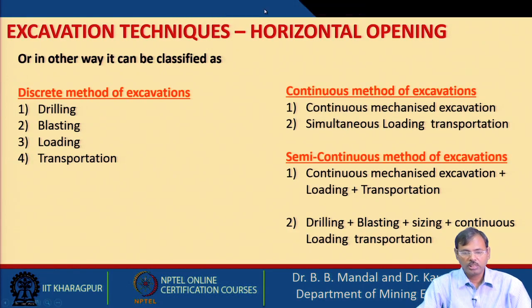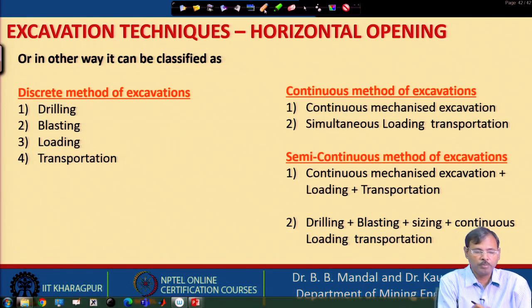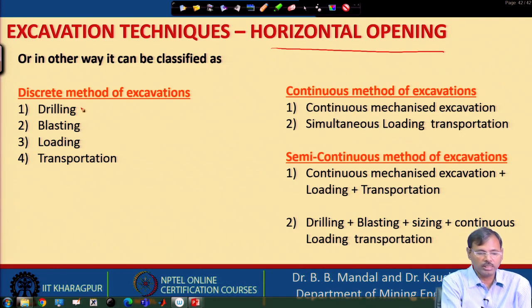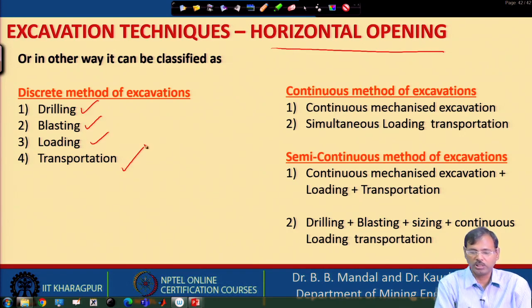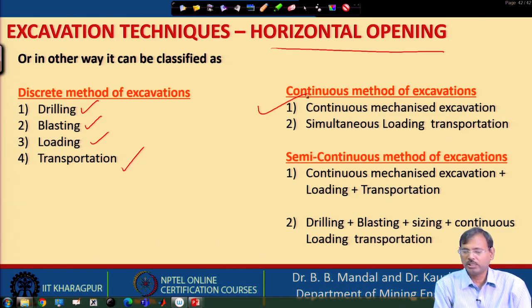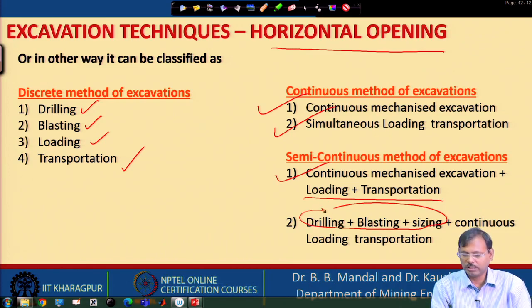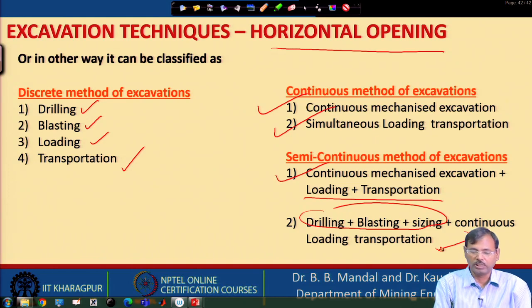So, if we are looking at that perspective, we can consider if it is a discrete method of excavation for horizontal opening, then it is a drilling, blasting, loading, transportation. If it is a continuous method, then it is a continuous mechanized excavation and simultaneous loading transportation system, and if it is a semi continuous, then continuous excavation with discrete loading transportation, or drilling, blasting, sizing, etc., then continuous transportation.